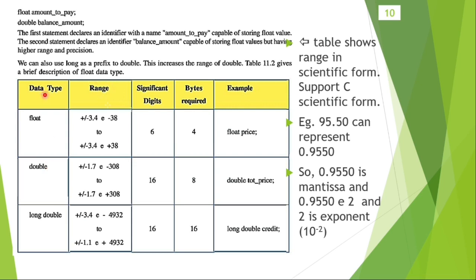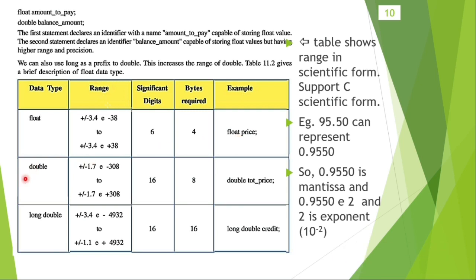So let's check the table first. Float is a data type. See here, plus or minus 3.4 to this much amount, and significant digits are 6 or 7. Bytes required is 4 for a float value. Say float price: if you are purchasing some things, that can be 12.50, 95.50, like that.